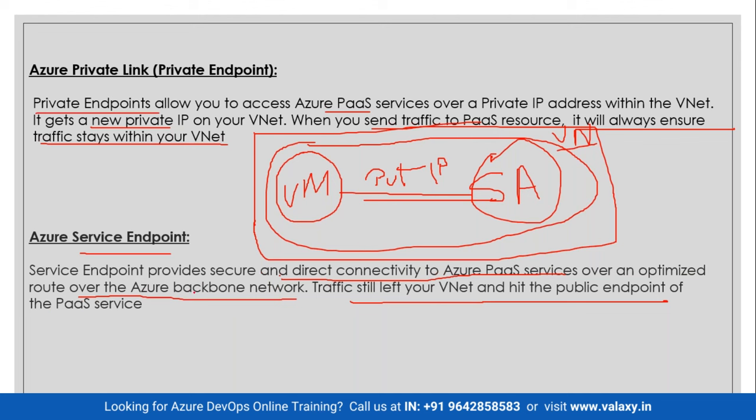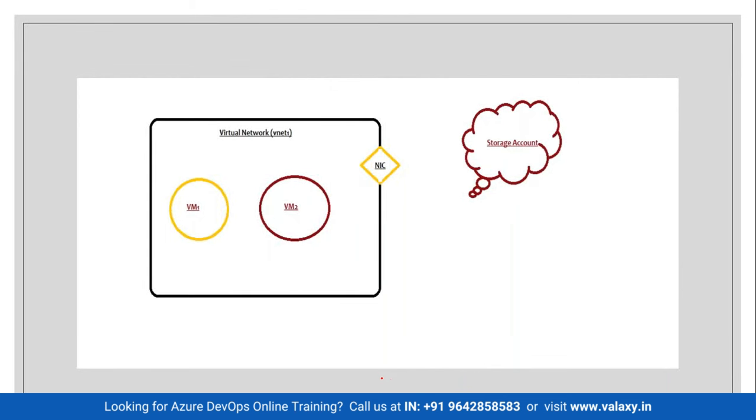So this is basically what will happen: you will have your VNet. Suppose this is the VNet, you have your VM and your storage is somewhere over here, and there is a backbone network. So this is how it connects. This is an optimized route by Azure. I think I have a diagram also. Wait. Okay, this is how it will look.